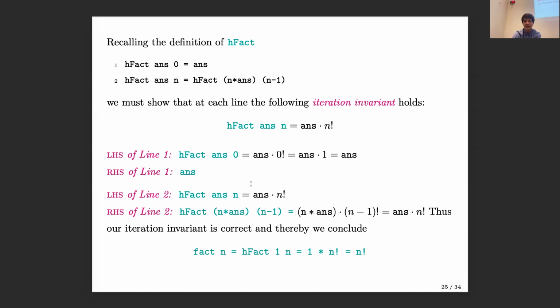No matter where we call h factorial, this is invariant. This is an invariance on calls to h factorial. This is something that is always true, no matter where we are in our winding step. So thus our iteration invariance is correct, and thereby we conclude factorial of n is equal to this helper factorial function when I give it an initial input 1, which means, according to our iteration invariant, that this is equal to 1 times n factorial, which is equal to n factorial.